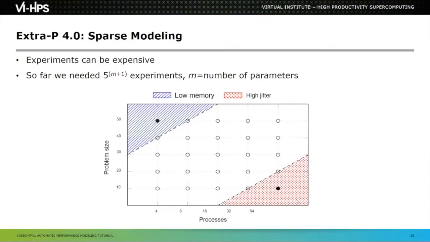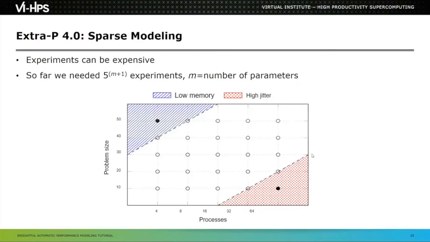Then in the next version, ExtraP 4.0, we introduced what we call sparse modeling. Because sometimes experiments can be very expensive, it was hard to get the full set of measurements that we required with ExtraP. So let's say you wanted to model your application with 2 parameters, in this case, the number of processes and then the problem size. You would basically need 25 different configurations of your application. So you would need to measure 25 of them.